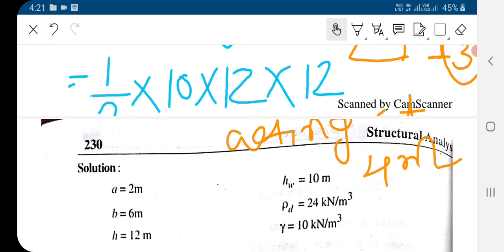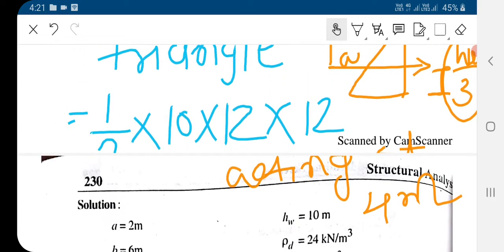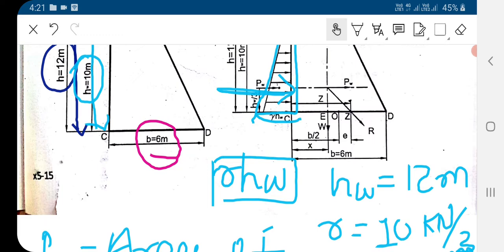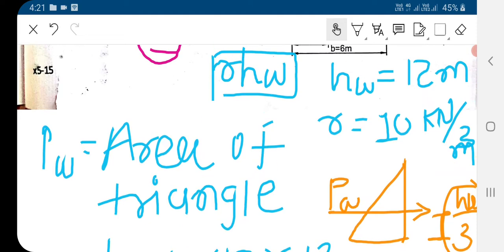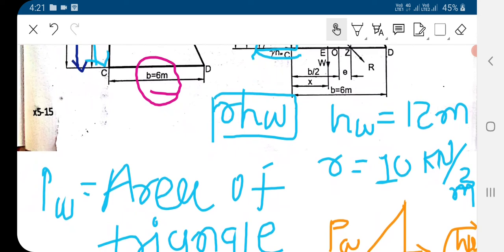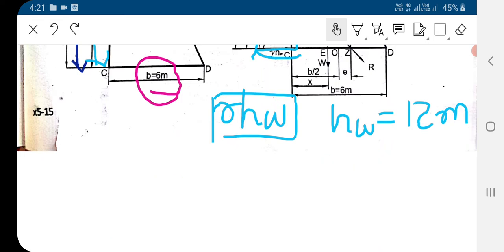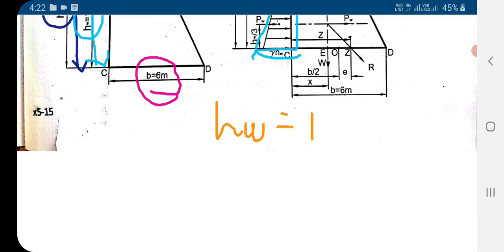So likewise we can compute this pressure. So here the pressure is computed. It will become what? The water height is given to us, 10 meter. So here there is one mistake. The water height that is given to us is not 12, it is 10 meter. Sorry, I can correct it. So the HW, that is 10 meter.